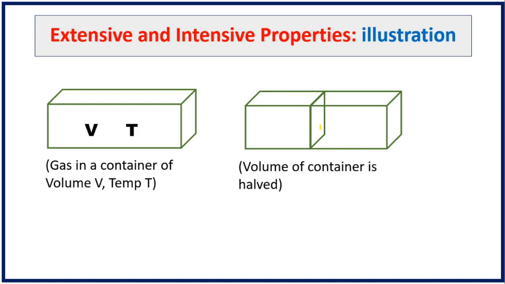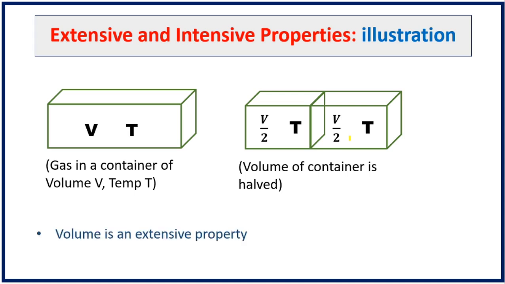So then what happens to the volume and what happens to the temperature? Volume becomes half because you are dividing the container into two equal halves. So volume is becoming half. So therefore the V is becoming V by 2 in the left side and V by 2 in the right side compartment. Whereas the temperature is remaining constant. In the left side compartment or right side compartment, the temperature will be T only. So therefore from this illustration we can say that volume is an extensive property because it is depending on the amount. Whereas temperature is an intensive property because it is independent of the amount of the substance present in the system.